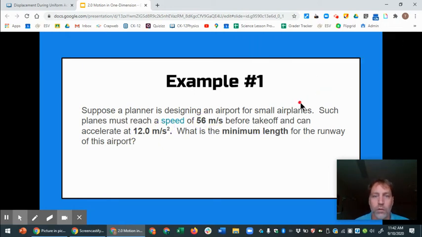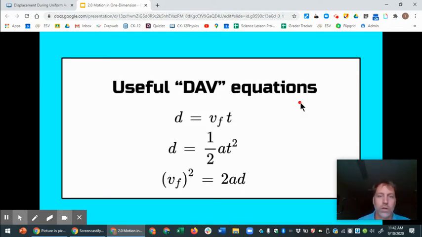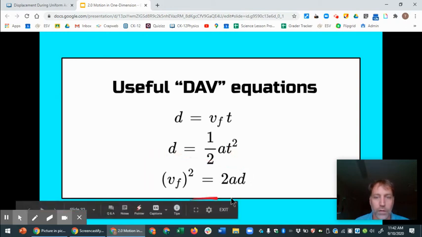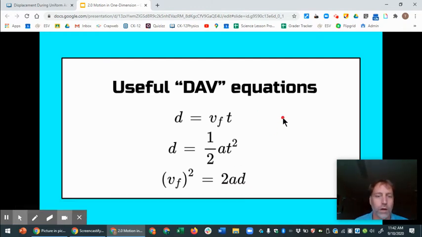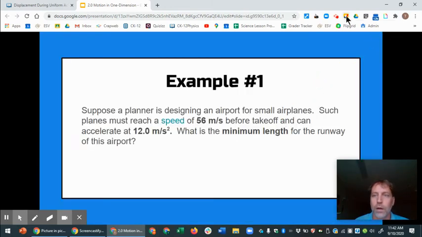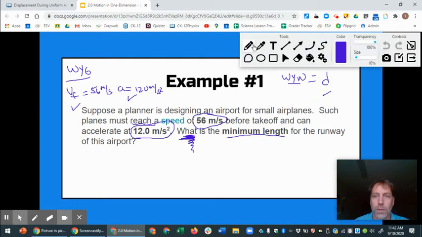We're going to go find us a Dave equation. So let's scroll back up here. What equation has distance, acceleration, and velocity in it? Right here, this guy right here. Distance, acceleration, and final velocity. So we're going to use that equation right there. That's going to be the equation VF squared, final velocity squared, equals 2 times AD. So let's get back our pen.